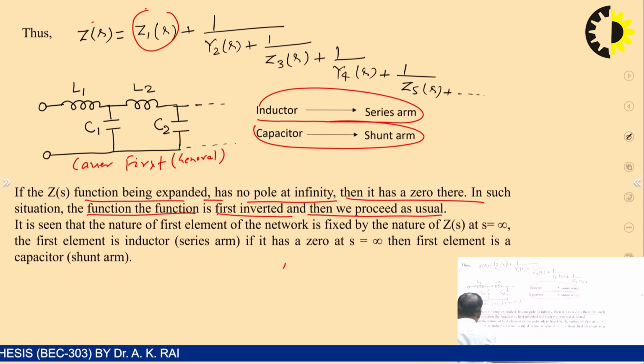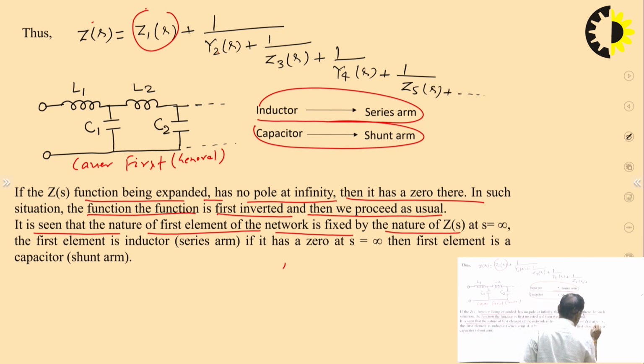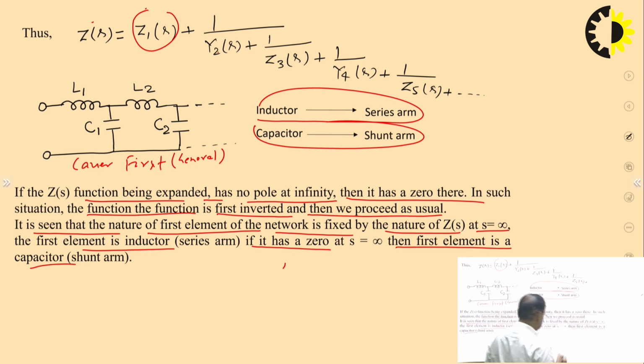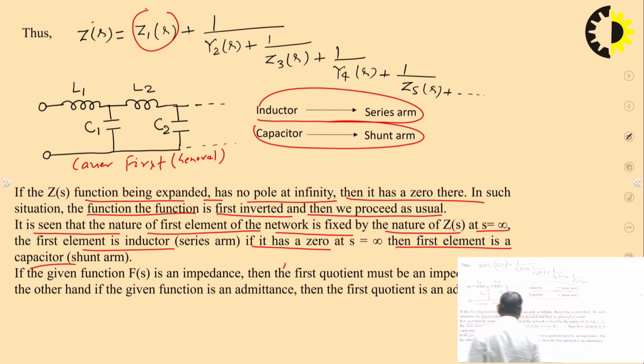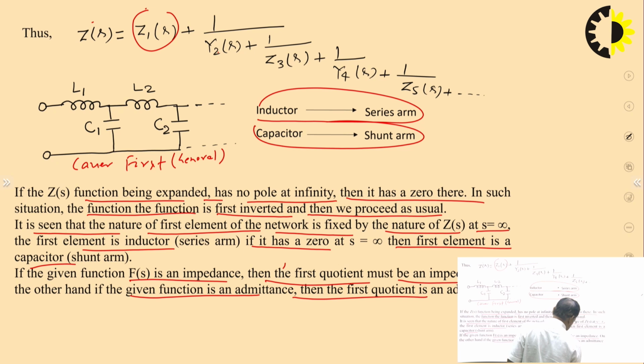So it is seen that the nature of the first element of the network is fixed by the nature of Z(s) at s equal to infinity. If there is a pole, the first element is an inductor. If it has a 0 at s equal to infinity, then the first element is a capacitor; we invert it. So this is the theory, the technique behind Cauer first. If the given function is an impedance, then the first quotient must be an impedance. On the other hand, if the given function is an admittance, the first quotient is an admittance and so on.